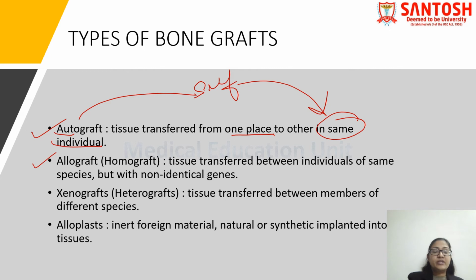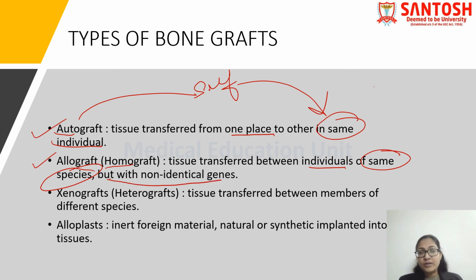So what is allograft? Allograft is also known as homograft. Now allograft is the tissue that is transferred between individuals of the same species. So the keyword here is same species. That means human to human, right? So it's going to be transfer between the same species, but with non-identical genes.